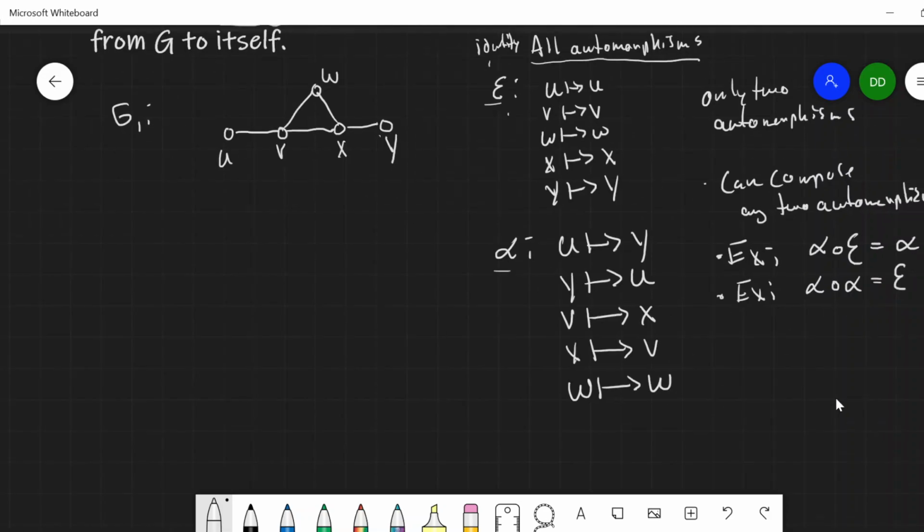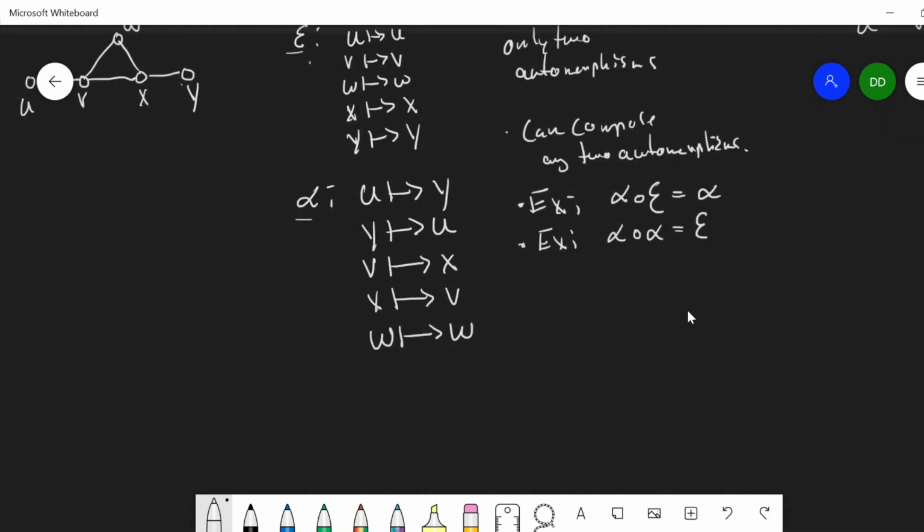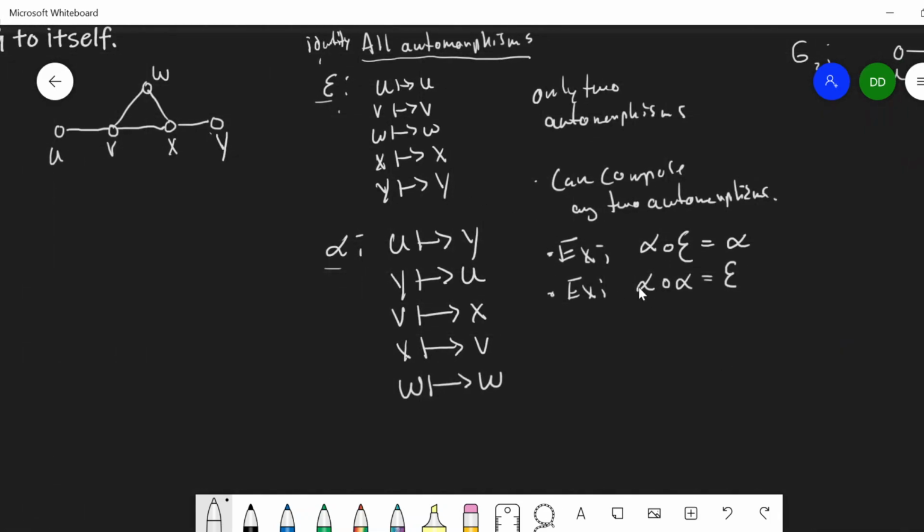And so I can actually put these in a chart, in a Cayley diagram. So I have epsilon and I have alpha, and I want to know how these interact with each other. Epsilon with epsilon gives me epsilon, alpha with epsilon gives me alpha, epsilon with alpha gives me alpha, and alpha with alpha gives me epsilon. So this is a diagram for how these elements interact with each other under composition.